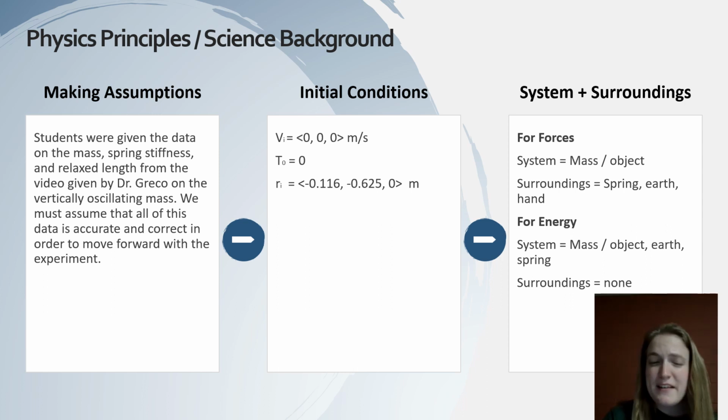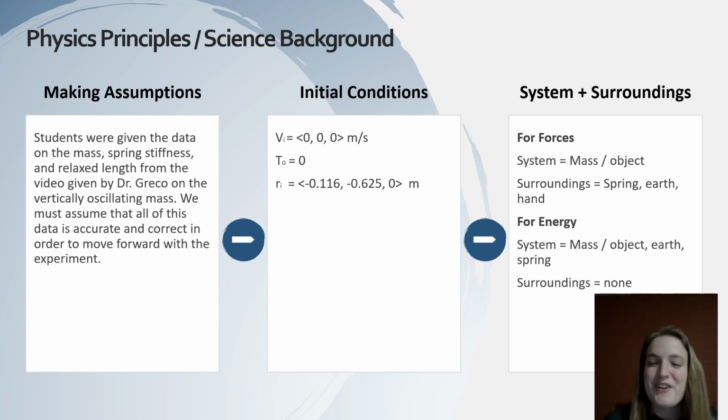So for this lab, I did have to make a few assumptions, that all the data that Dr. Greco gave us was correct. Because he was the one doing the experiment, I had to trust that the mass, the spring stiffness, and the relaxed length given by him were correct and accurate. For the initial conditions, our initial velocity is going to be 0 because he dropped it from rest. Our initial time is going to be 0, and the initial position is what Tracker gave me for the very first point.